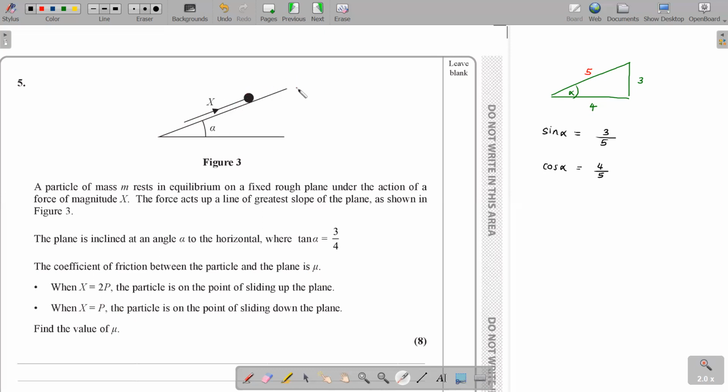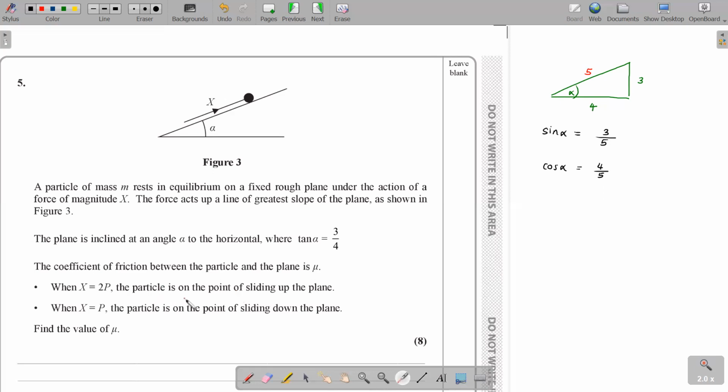So when it's about to move up, what do we understand? When they say on the point of moving, first thing is you need to realize this is not the normal equilibrium. This is limiting equilibrium. In limiting equilibrium, there's one thing very special about the friction. Do you remember something about friction? We say friction has a limiting value, a maximum value that friction can reach. So when an object is about to move, or if it's moving, then you have reached the maximum friction, isn't it?